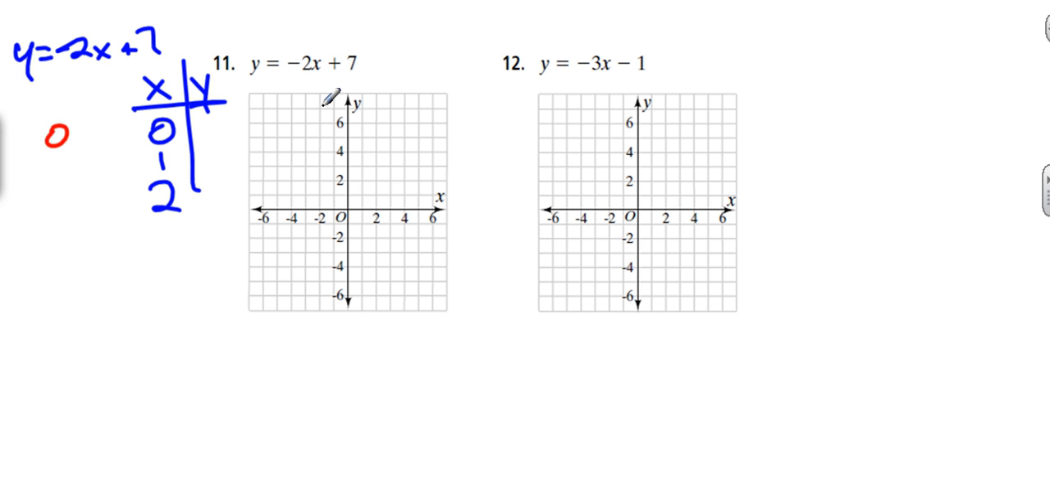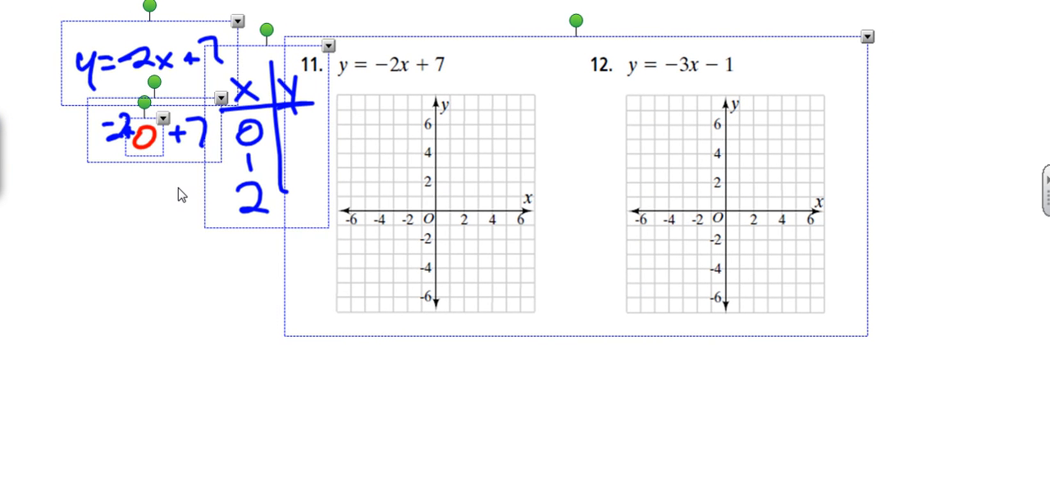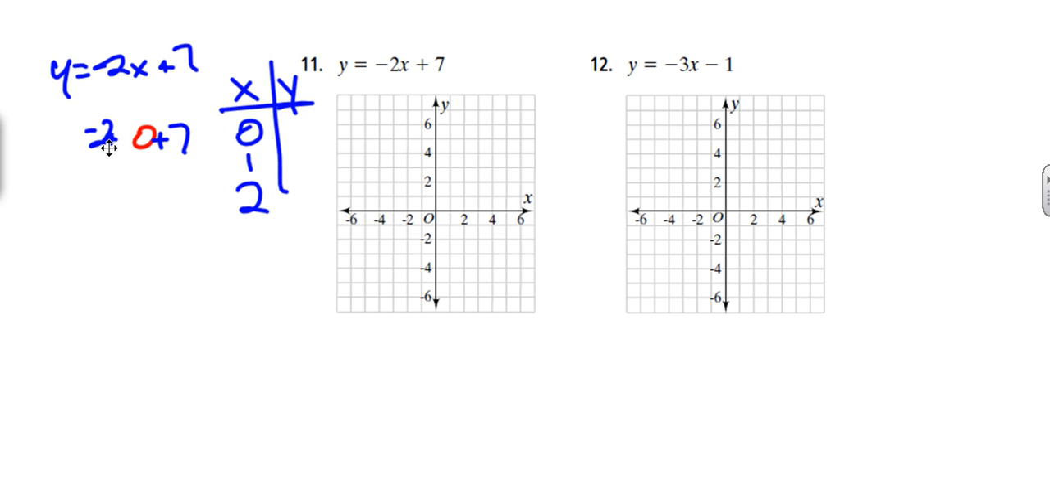So we want to know what is negative 2 times 0 plus 7. Negative 2 times 0 plus 7. Well, 2 times 0 is 0. 0 plus 7 is 7.